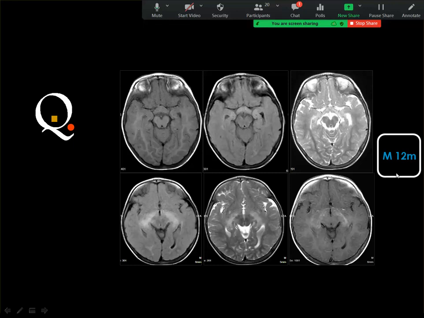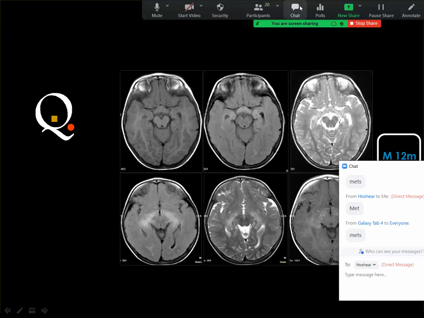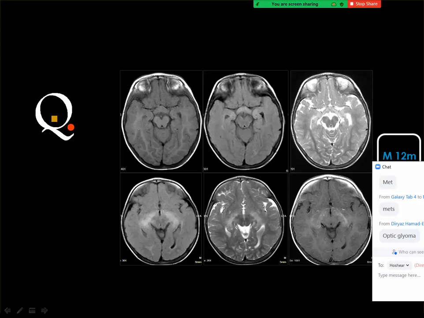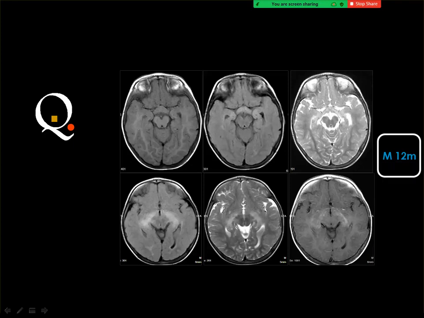This patient is 12 months old and the MRI of the brain showed a very characteristic appearance of optic glioma. Okay, actually, if you look carefully here, you see that the chiasm is involved by a mass, and also the visual pathways are involved by lesions, and the diagnosis of neurofibromatosis type 1 is right.